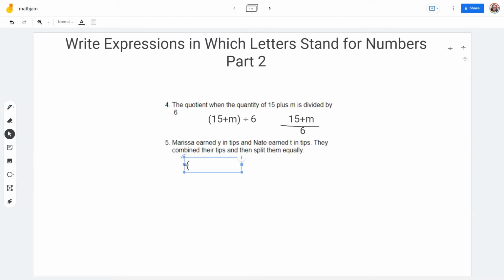So we are going to say, let's see, y, and don't forget your parenthesis because we need to solve that first. So y plus t, and then divided by, let me grab my division symbol, and then divided by 2, because we're going to divide it equally between 2 people. So there's our y plus t divided by 2.